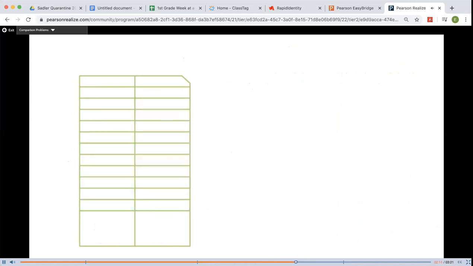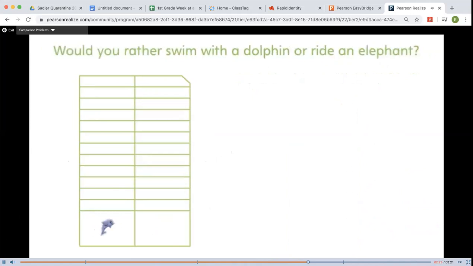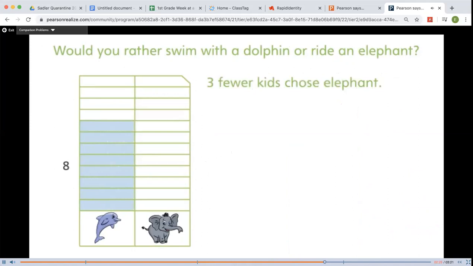Kina asked her classmates a question about animals too. She asked her class whether they would rather swim with a dolphin or ride on an elephant. She told me that 8 students chose swim with a dolphin. Then she told me that 3 fewer kids would rather ride on an elephant than swim with a dolphin. I wondered how many of Kina's classmates would like to ride on an elephant.